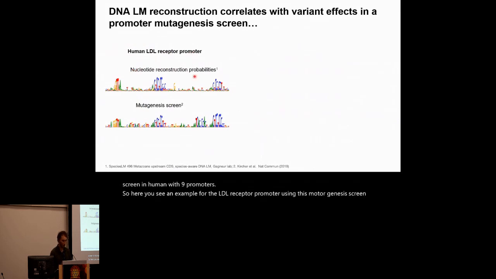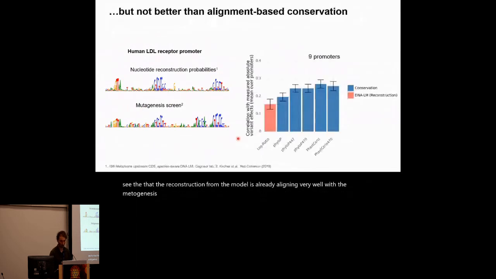And you have the nucleotide reconstruction probabilities from our species LM model. And you see that the reconstruction from the model is already aligning very well with the mutagenesis screen results. But if you take this reconstruction as a score to score the variant effects, it's still not better than taking alignment-based conservation scores like PhyloP or FastCons.